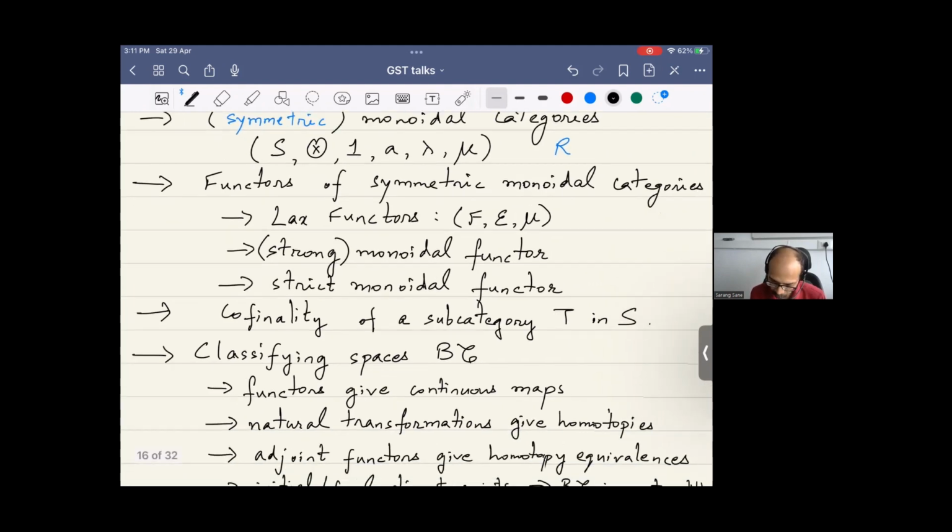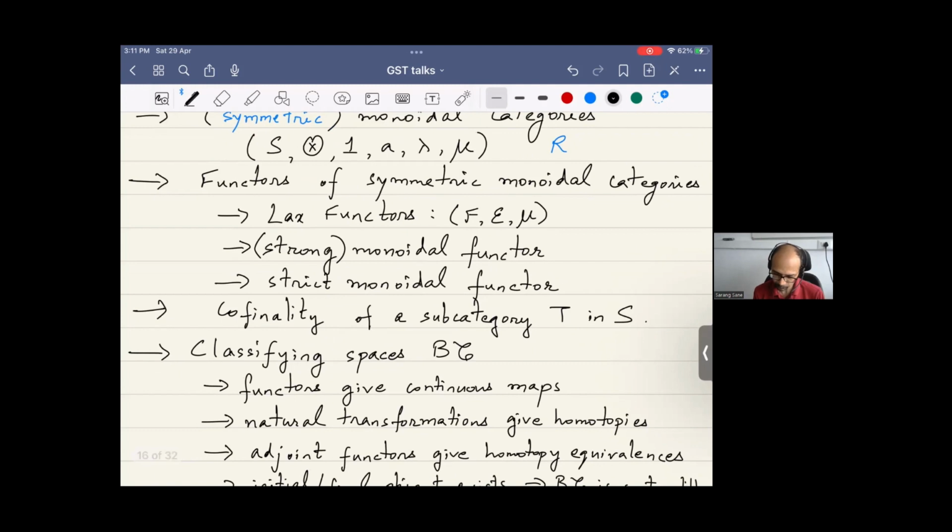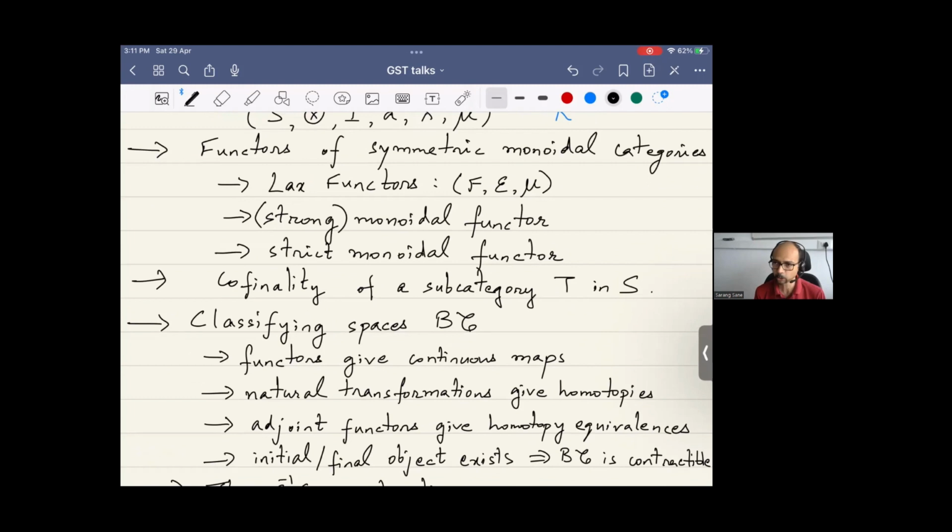Then we talked about functors of symmetric monoidal categories. There were three kinds of functors that showed up. Lax functors, where F is a functor on the underlying categories, and then epsilon and mu relate the products on both sides and the units on both sides. And we don't assume that they are isomorphisms. When you do strong monoidal functors, you do assume that epsilon and mu give you isomorphisms. And then strict monoidal functors is actually equalities.